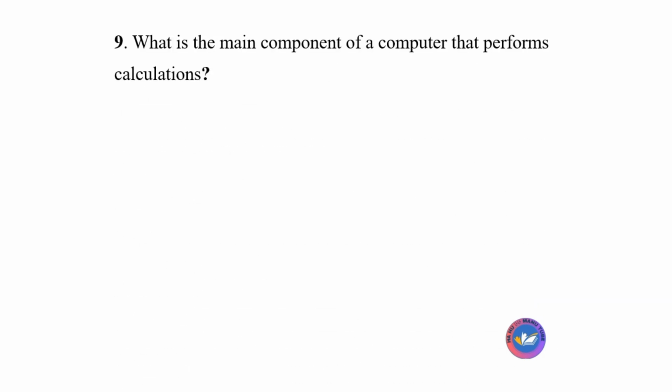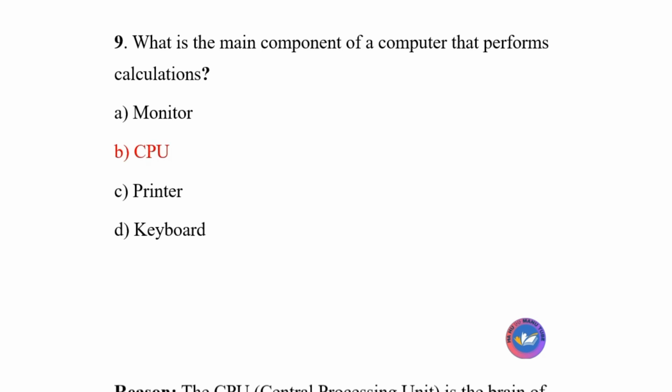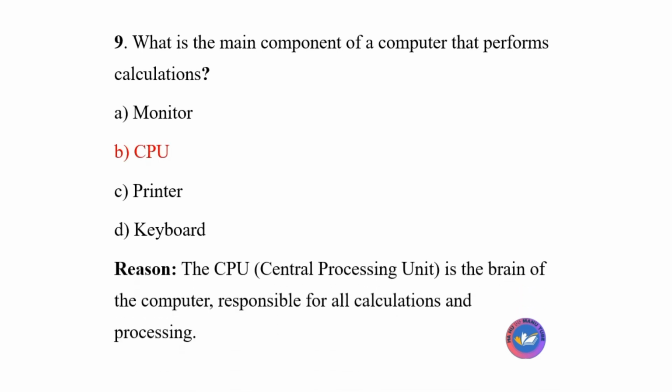Question number 9. What is the main component of a computer that performs calculations? A. Monitor. B. CPU. C. Printer. D. Keyboard. The answer is CPU. The CPU or Central Processing Unit is the brain of the computer, responsible for all calculations and processing.